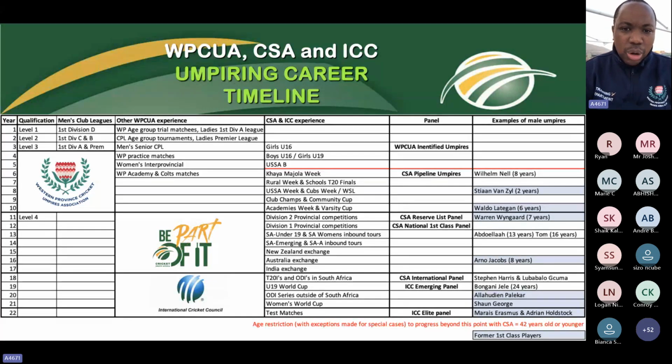So how long does all of this progress take? You can see in the last column of this particular slide, we have examples of South African umpires and how long it's taken them to get to that particular level. Wilhelm Nel, it took him 8 years to get to Kaya Majola Week, which happened last season.